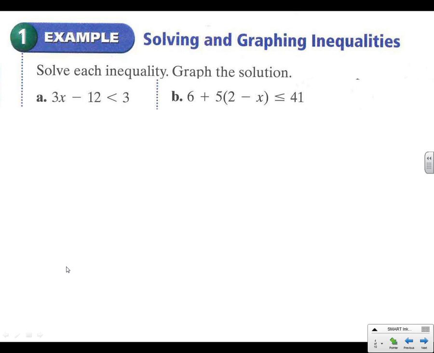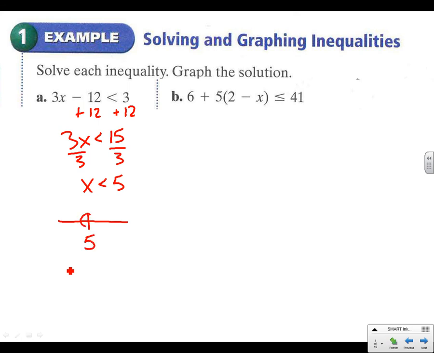All right, so let's try some of these here. 3x minus 12 is less than 3. We're going to solve it, and then we're going to graph it. All right, add 12. 3x is less than 15. We're going to divide, and we're going to say x is less than 5. Number line, we find 5 on our number line. We're going to go open circle because it's not equal to, and x is less than, so we're going to shade to the left of that number.